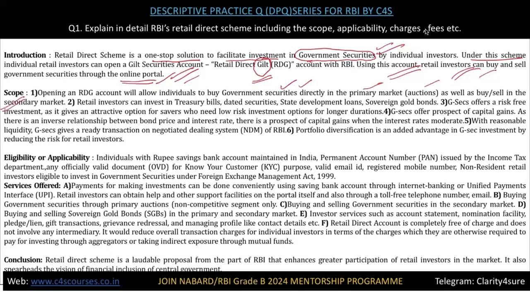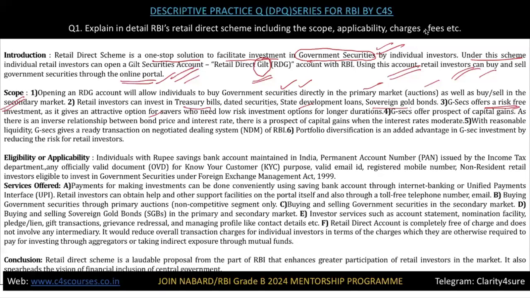Now comes the second point. Retail investors can invest in varied securities, as we are aware, such as treasury bills, state development loans, Sovereign Gold Bonds, SGB, etc. Then the third point is that it offers a risk-free investment, because we are investing in government securities, so it is a very viable option for people who want a low-risk investment.